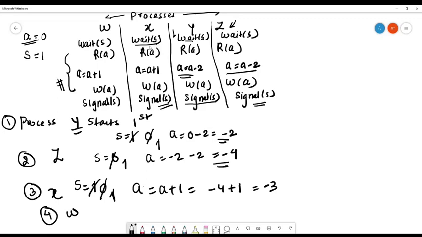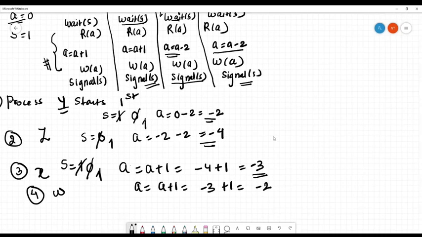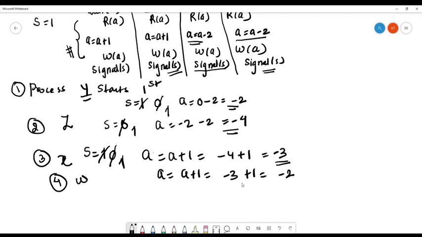And the last process is W. It will read the variable A. The value of A is minus 3, so A plus 1, that is minus 3 plus 1, is equal to minus 2. So what is the value after all the processes have done their task? The final value of A is minus 2, and that is true. Why? Because we are adding 1 twice and subtracting 2 twice, so the final value will be equal to minus 2. So that is right.